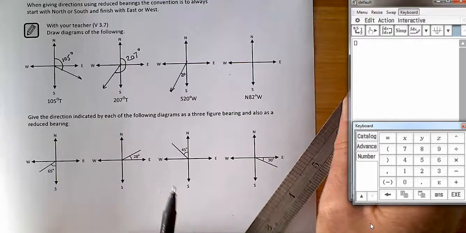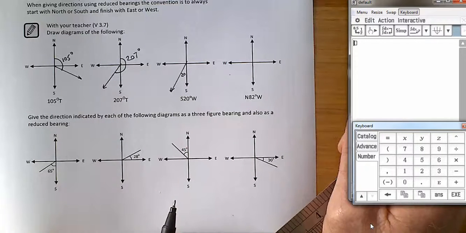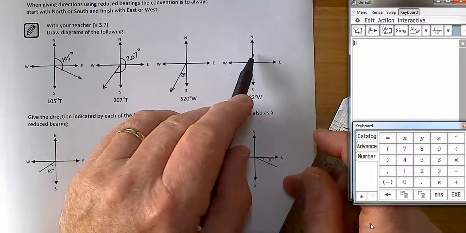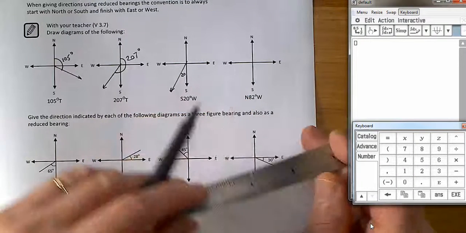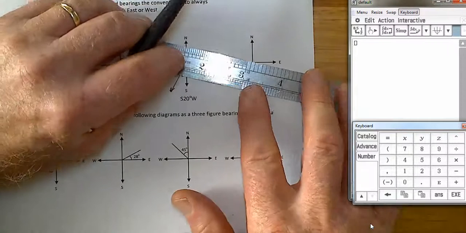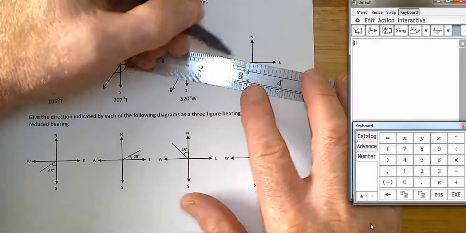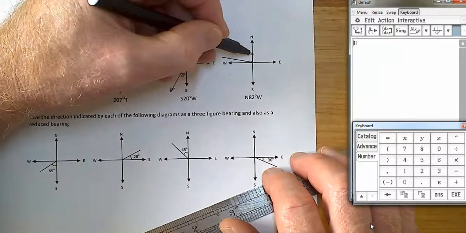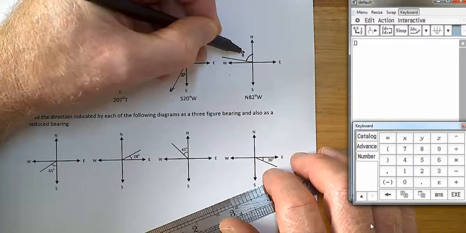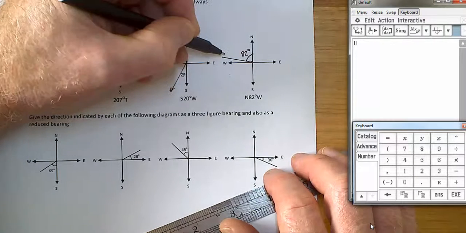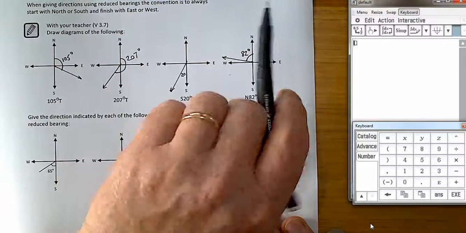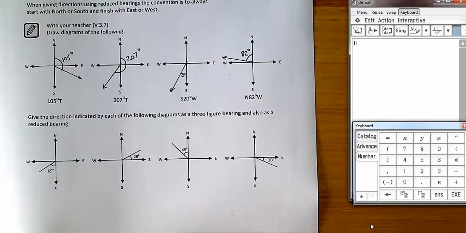Or north 82 towards the west means start from the north and rotate towards the direction of west for 82 degrees. 82 degrees was getting on for 90, isn't it? So better make it look like about 82 degrees. So that could be the bearing north, rotate 82 degrees towards the west.